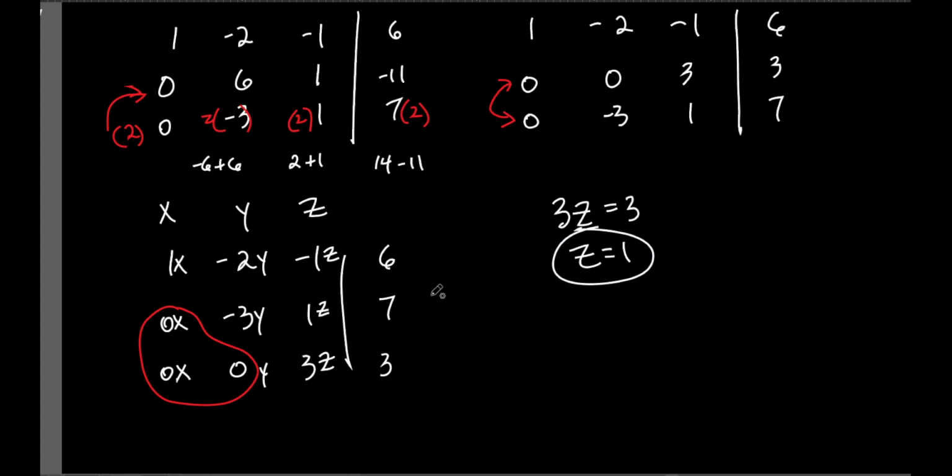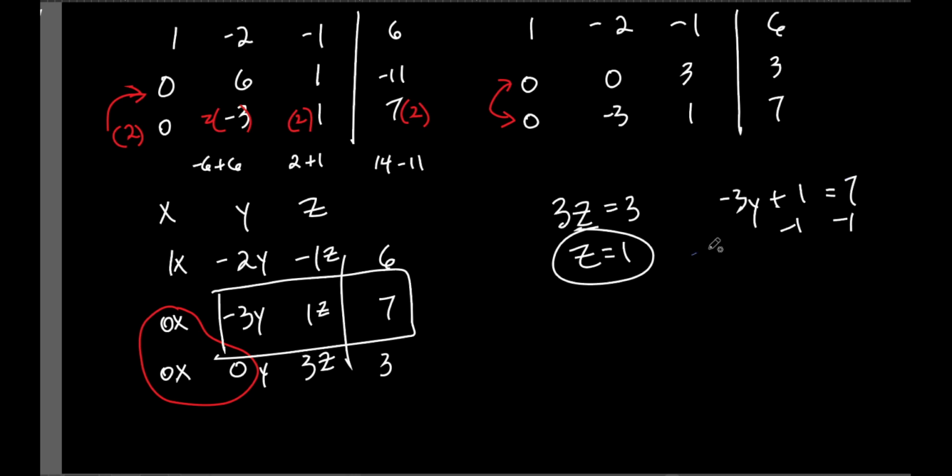All right? So once I know what z is, what does this thing right here say? What does that mean? That means negative 3y plus z, which is what? 1, because I already know that. I don't need to put parentheses around that. Equals 7. And now I can just do my math. Subtract 1. That's negative 3y equals 6. y is negative 2.